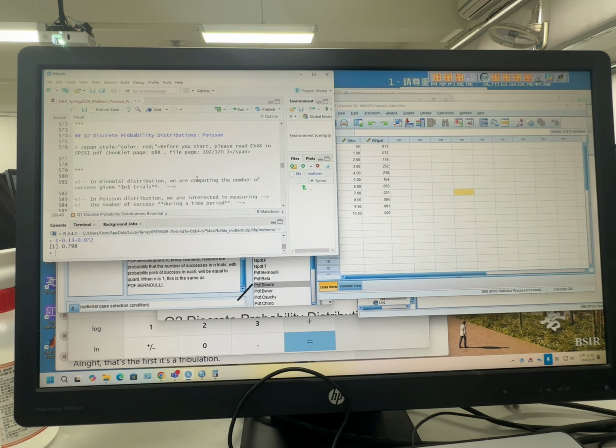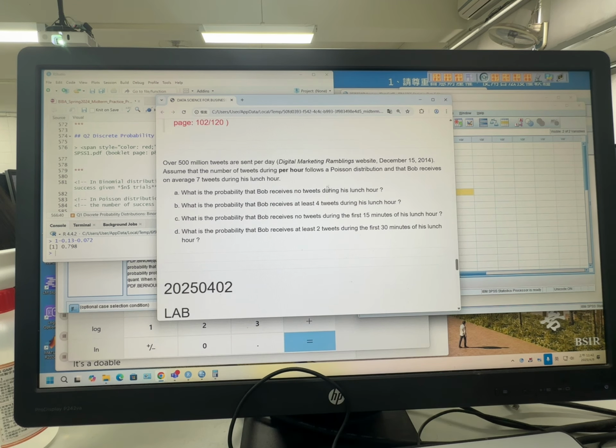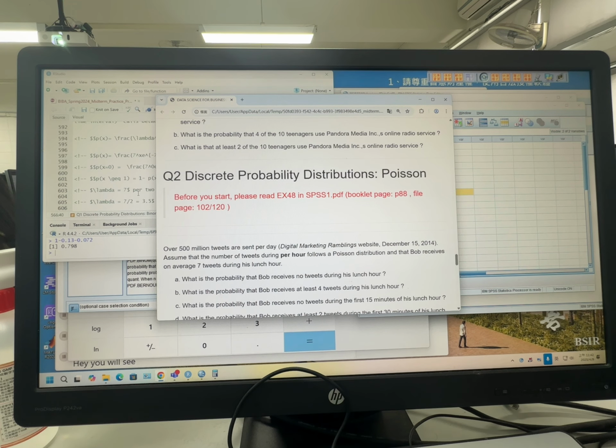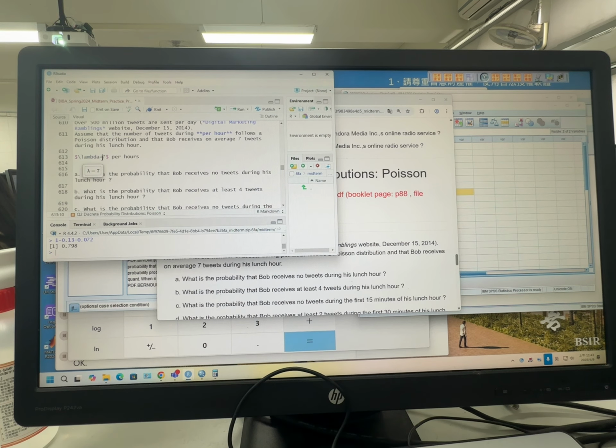And Poisson distribution will do the same thing. It's doable. You just specify the parameter in the Poisson distribution. You will see, in per hour, it's a 7 suite. So the parameter is lambda equal to 7, per hour. So that is something you can say.